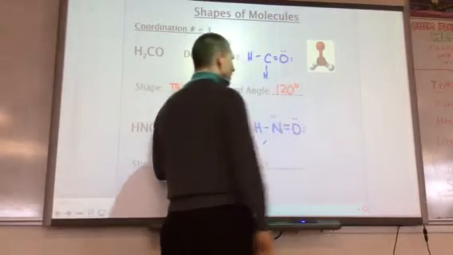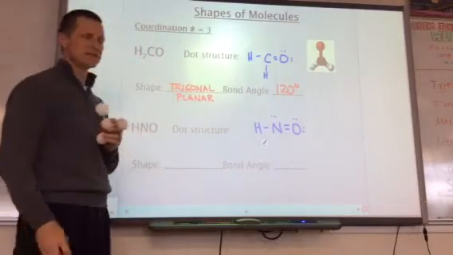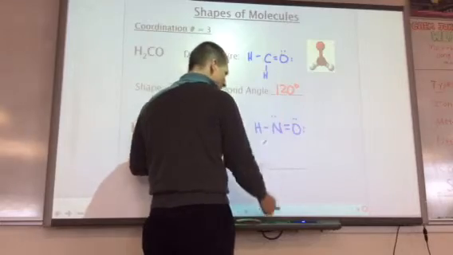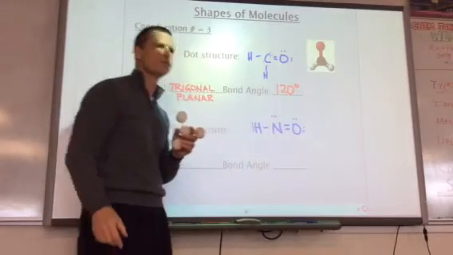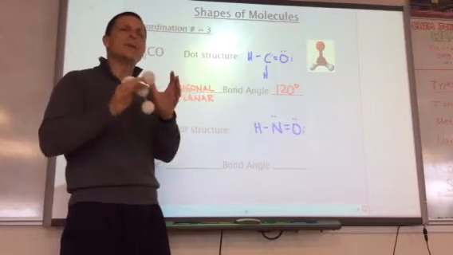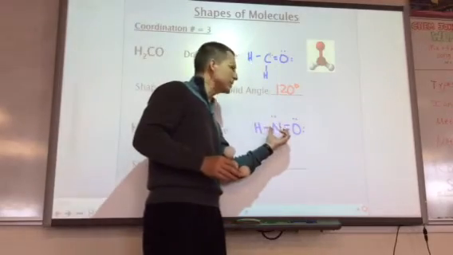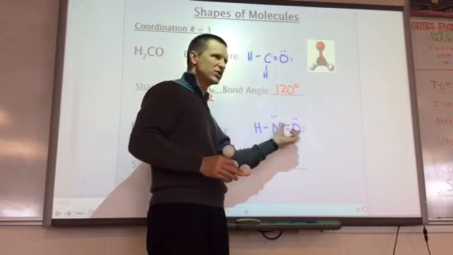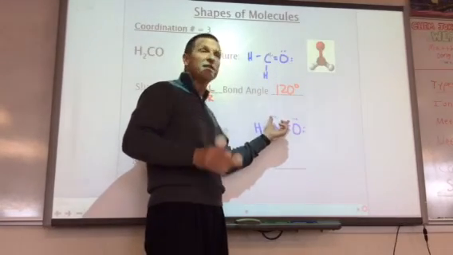The dot structure of HNO looks like this, where the N is double bonded to the oxygen, single bonded to the hydrogen, and the N also has a lone pair on it. We always look at what is happening around the central atom. So the central atom is the nitrogen, and the nitrogen has two atoms attached to it and a lone pair. That's what gives it a coordination number of three.